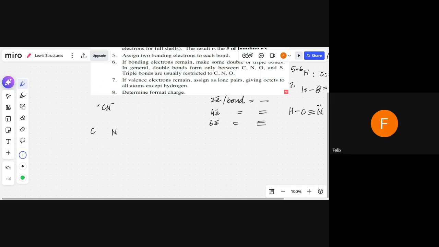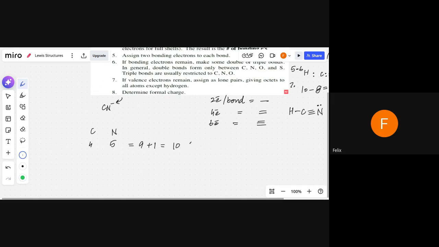The skeleton structure arises when you have more than two atoms involved in a certain compound. So the next rule is to count the valence electrons. We have 4 and 5. So 5, 6, 7, 8, 9. But the rule says that if it's a negative ion, you add the total charge to the valence electrons. So it has one negative charge, so I'm going to add 1.